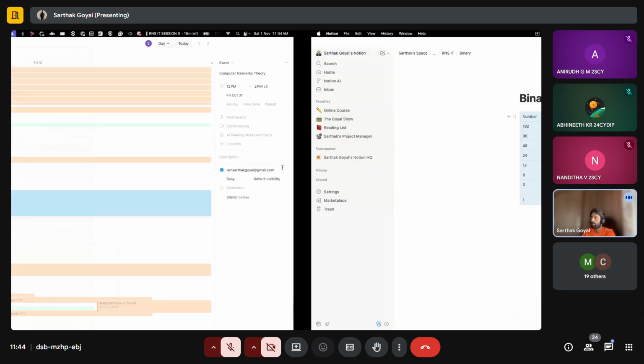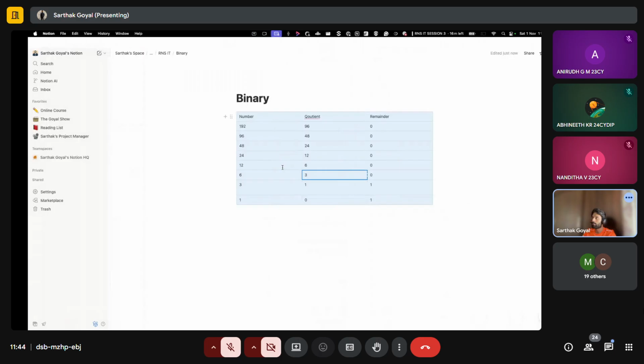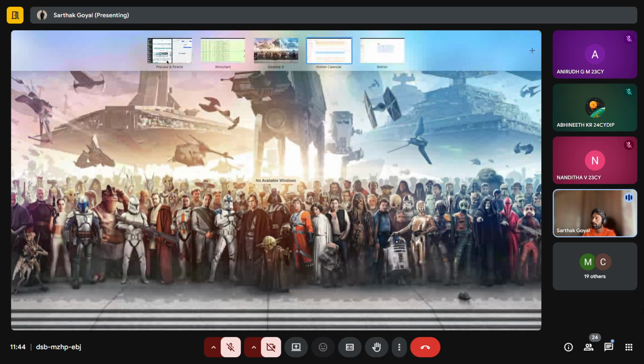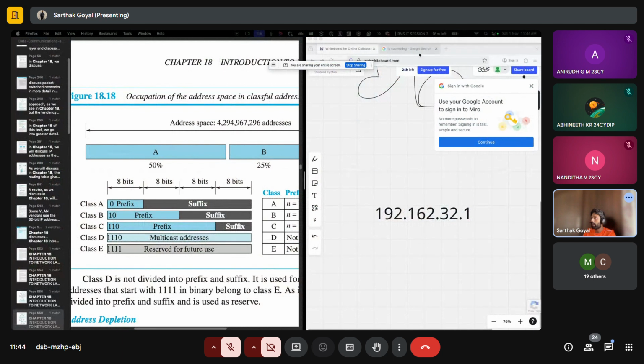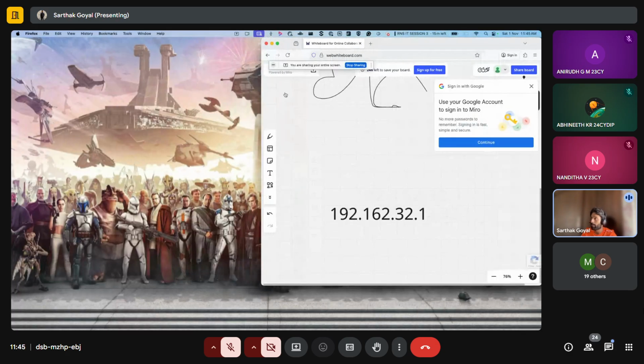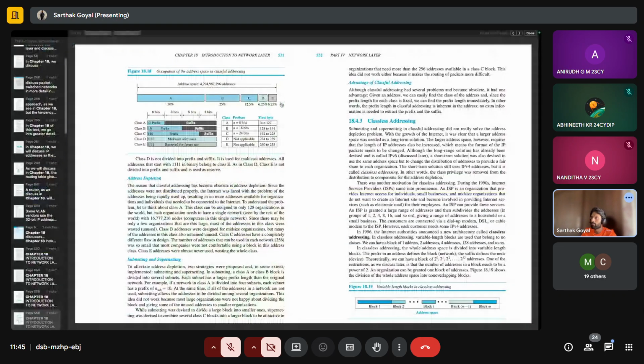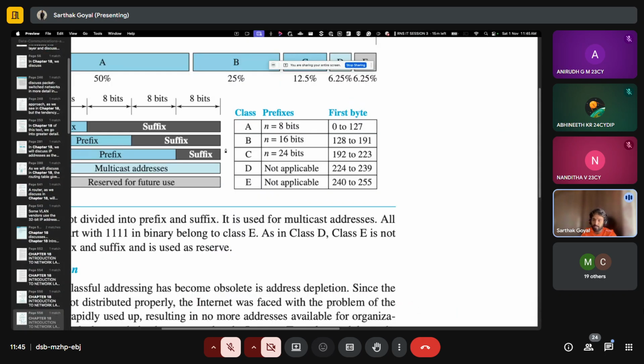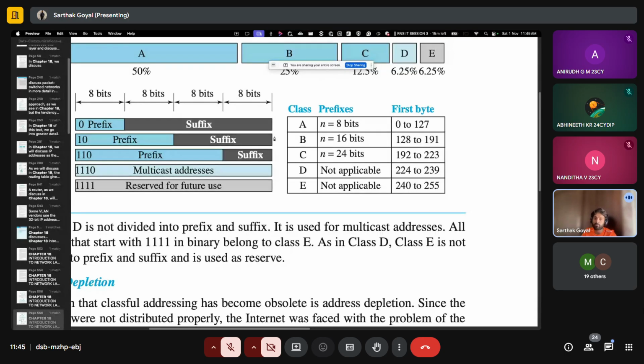Okay, cool. So coming back to this, there are classes of addresses. What we call classful addressing is that there is something called prefix length and suffix length in IPv4 addressing. If a prefix is defined already, it has a constant length which is defined. That's called classful addressing. Now there are 5 classes, A, B, C, D.